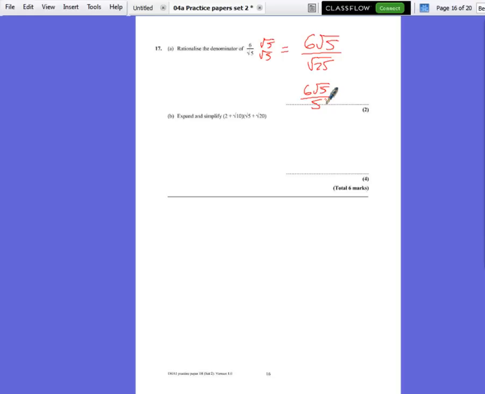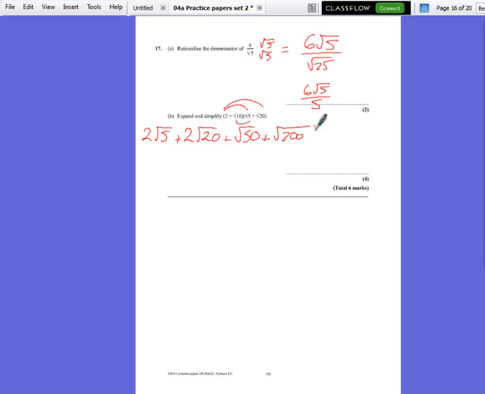Expand these brackets, so we're going to use FOIL. So 2 times root 5 is 2 root 5, then do the outsides, 2 times root 20 is just 2 root 20, then the insides, root 10 times root 5 is root 50, and the last, root 10 times root 20 is root 200.